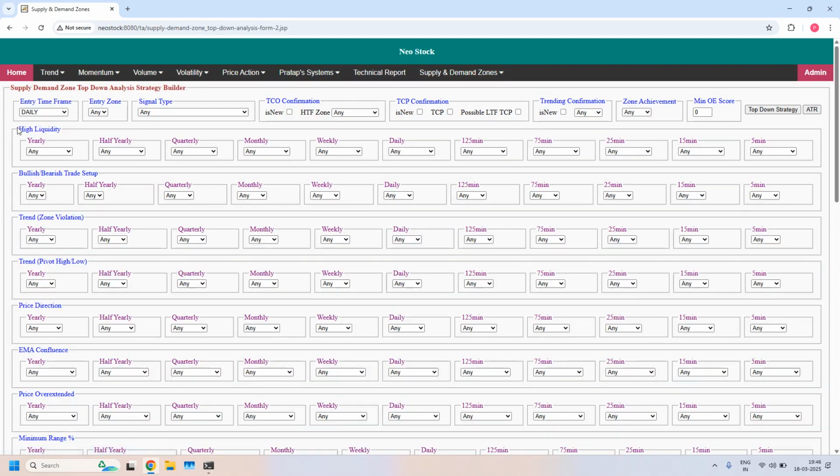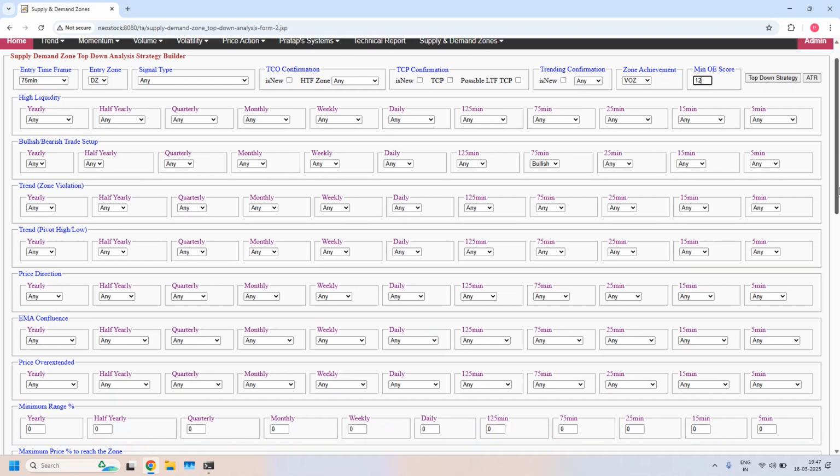So weekly income trade bullish trade setup, entry time frame 75 minutes, entry zone demand zone, in bullish or bearish trade setup at 75 minutes time frame. I'm selecting bullish. Entry zone is violated opposing zone. Minimum odd and enhanced score should be 12. And also one more filter, 75 minutes demand zone should not be pierced.